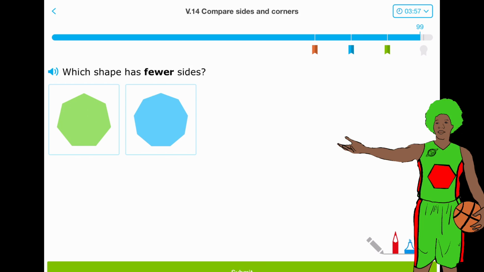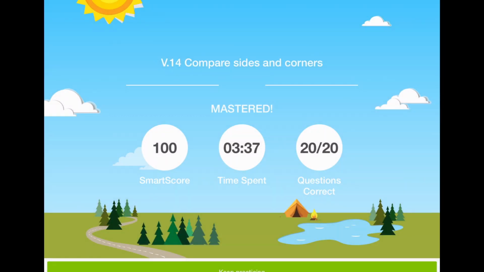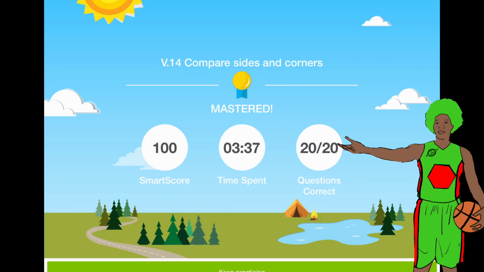All right, pause the video and give this one a go and see if you can answer this one. Which shape has fewer sides? Okay, you should be back from pausing. Which shape has fewer sides? Green. Hopefully you picked the green shape. Yes, we got 100%. Mastered that skill in 3 minutes and 37 seconds. Good job.